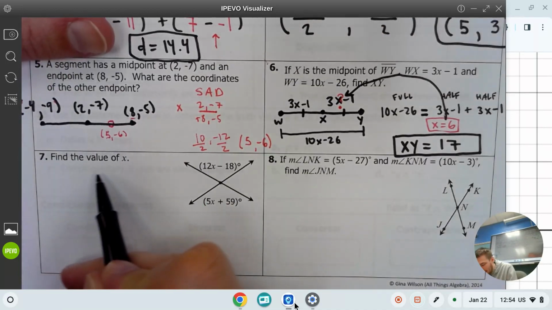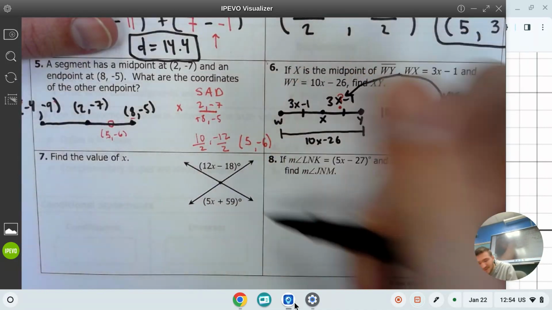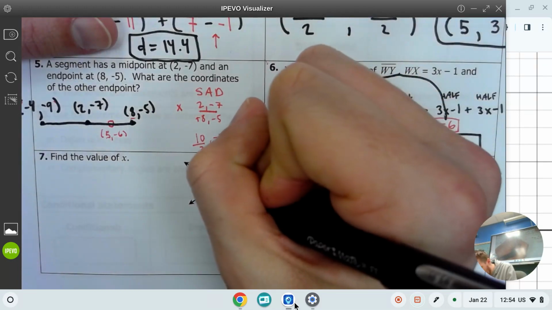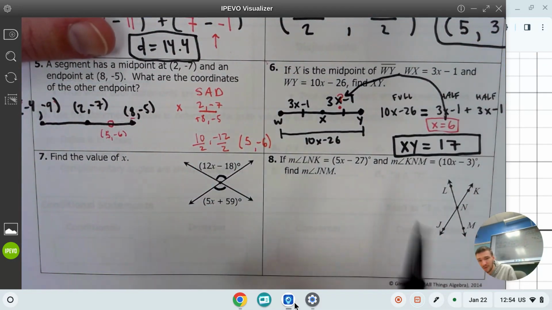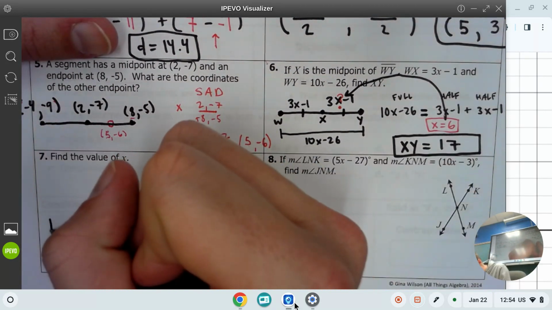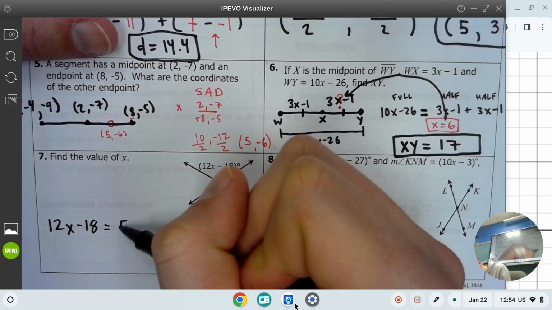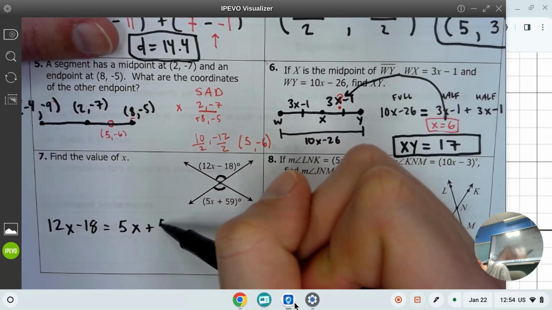Number 7, find the value of x. There's these two angles, and I'm noticing that these two angles are vertical angles. So what do we know about these two angles? They are congruent. They are equal to each other. And so we just put a nice little equal sign in the middle there.